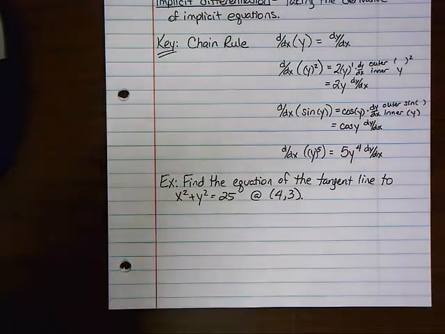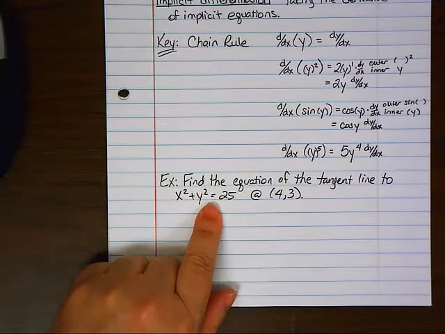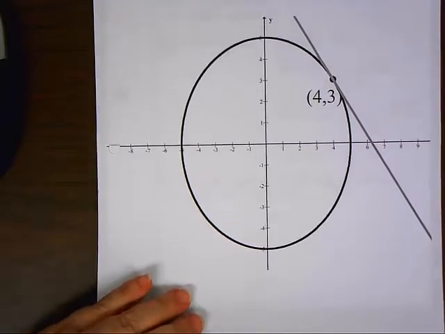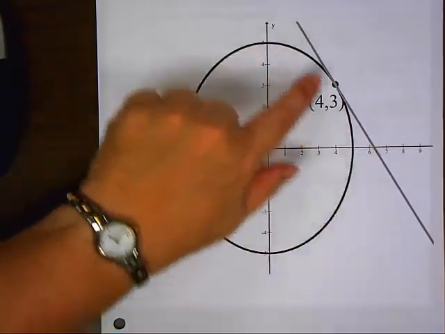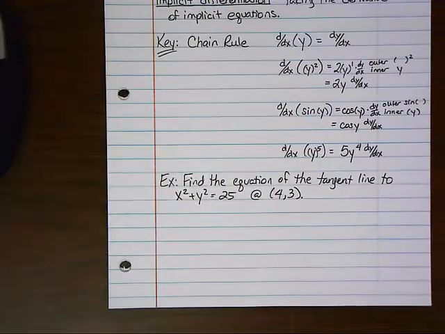Okay? Listen carefully. Do you know what kind of graph this is? It's a circle with a radius of 5. Thank you very much. It is a circle. Now, my computer distorted it a little bit. It kind of looks elliptical. But I'm trying to find the equation of that tangent line at (4, 3). That's what I'm doing. Okay? Gotcha. So, let me pull that aside.